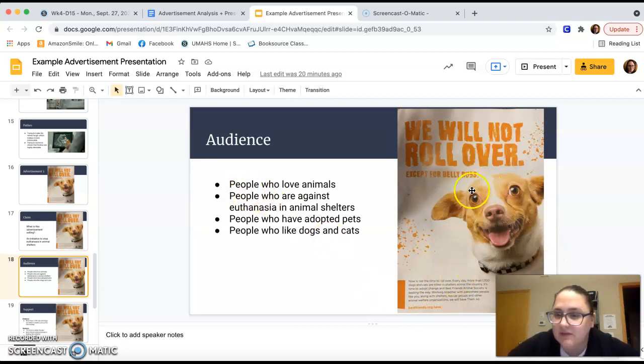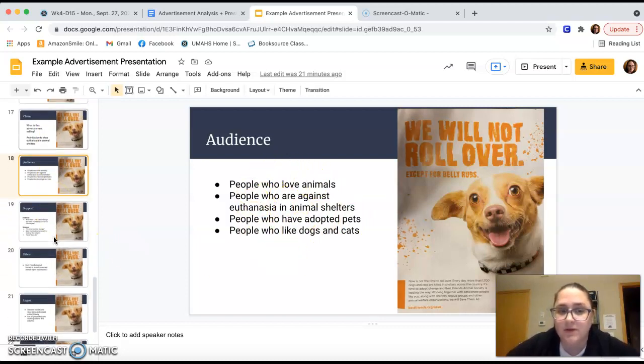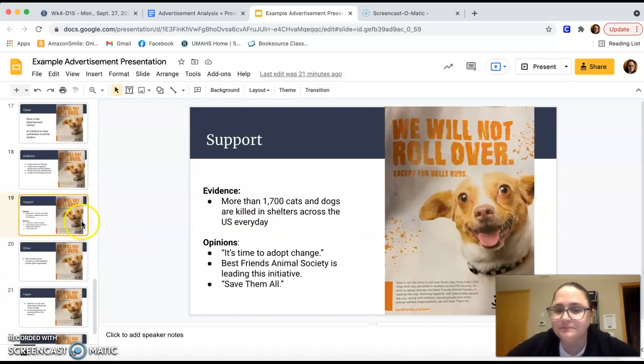So you can tell there's this cute dog on here. So people who love animals, obviously it's people who are working together to stop euthanasia in animal shelters. And so that's where I came up with all of this information on who my audience is. Remember, you can't just say people because obviously it is people. But generally speaking, you want to deep dive a little further and figure out exactly who their audience is. Who are they targeting with their information?